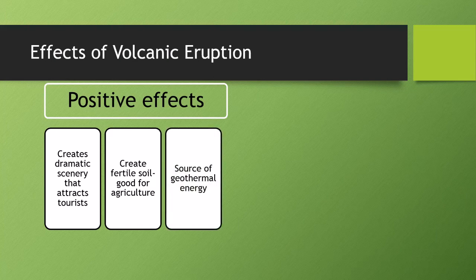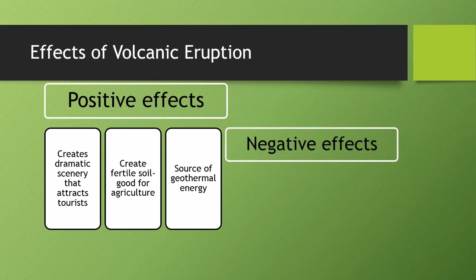And volcanic eruption or the existence of a volcano can be a source of geothermal energy. From the word geo meaning earth and thermal meaning heat. It is about harnessing the heat coming from the earth in order to generate electricity.